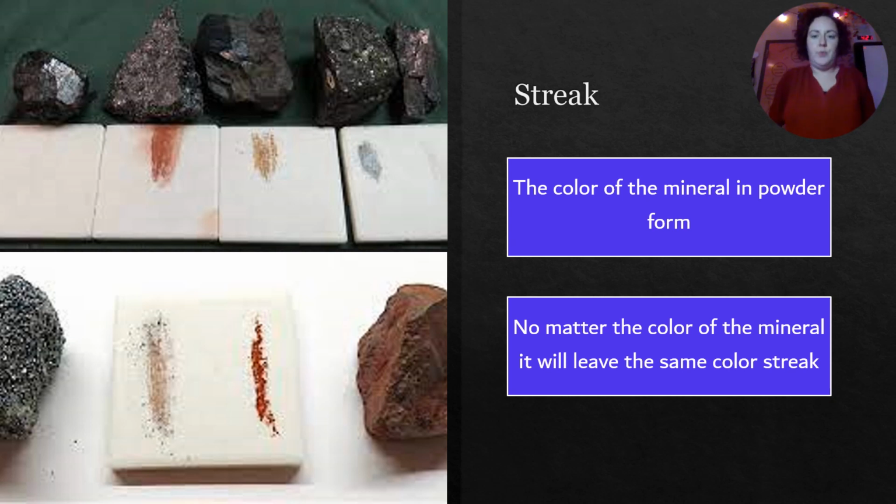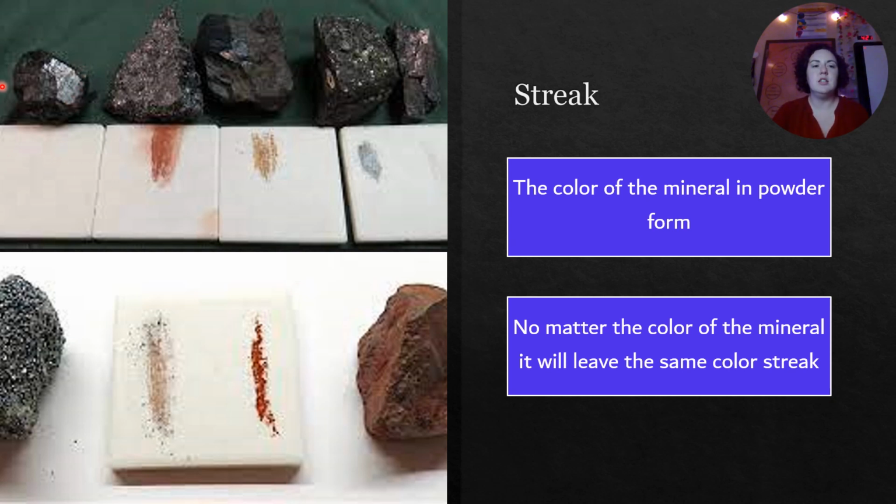Streak. So this is the color that the mineral leaves in its powder. No matter the color of the mineral, it will leave the same color streak. So whether you take a piece of rose quartz versus citrine versus amethyst, they're all going to leave the same streak. If you take a peek here at this picture, this is why I included it.